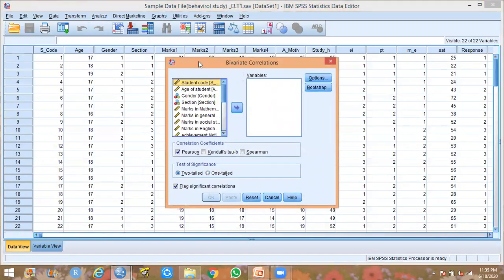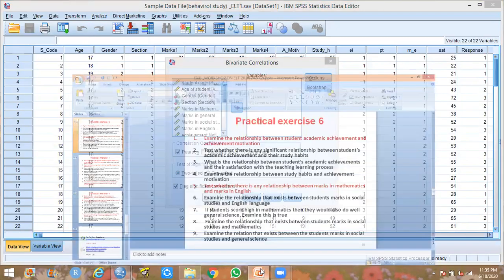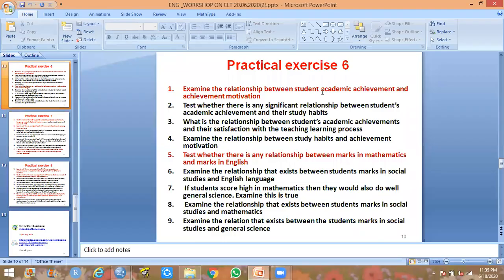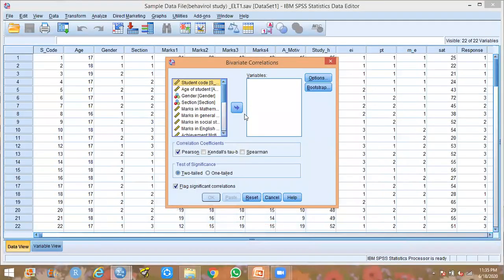Now a pop-up menu has been displayed with the list of variables, and another one is an empty window, that is the variable window. What are the study variables now? The study variables are academic achievement, which is class division, that is academic performance, and achievement motivation, which has achievement motivation scores. So now you can take these two.